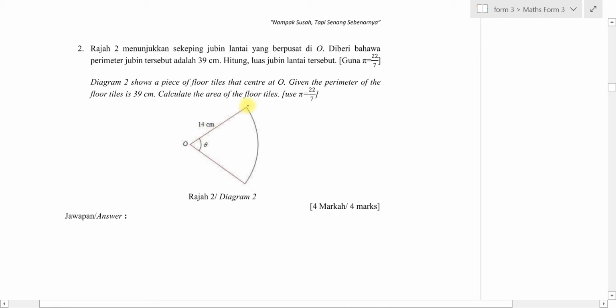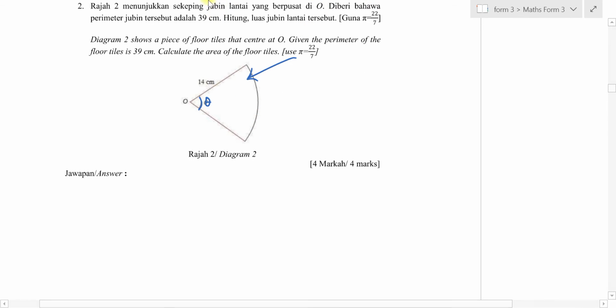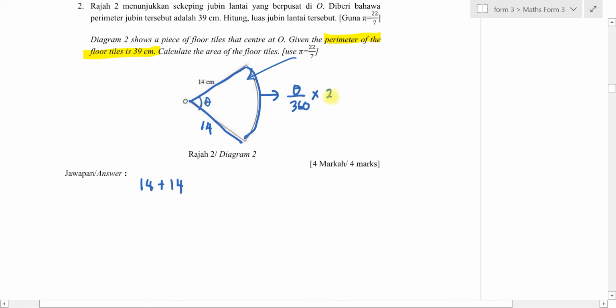Okay, you see the radius is 14. So we need to know what theta is here, then we can calculate the area of this sector. The information given to us is perimeter 39 centimeter. So perimeter means what? This 14, this 14. 14 plus 14. This one we don't know, this is the length of arc. How do we calculate? Theta over 360 times 2 times pi times the radius 14.